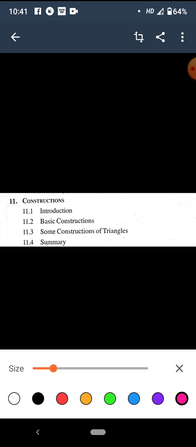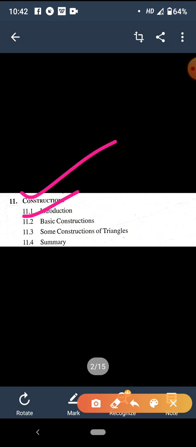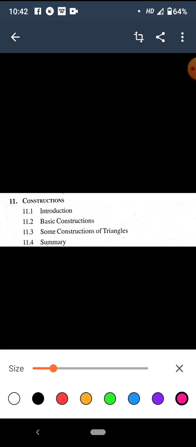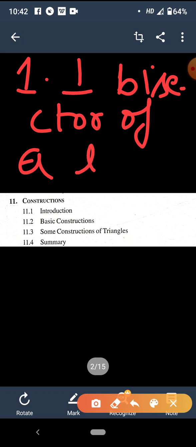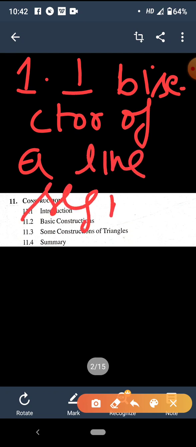As you know, the day before yesterday we started chapter number 11, Constructions. We studied the introduction, then we discussed the basic constructions. In the first video I taught you two things. The first is the perpendicular bisector of a line segment, how to draw the perpendicular bisector of a line segment. This thing we have learned.